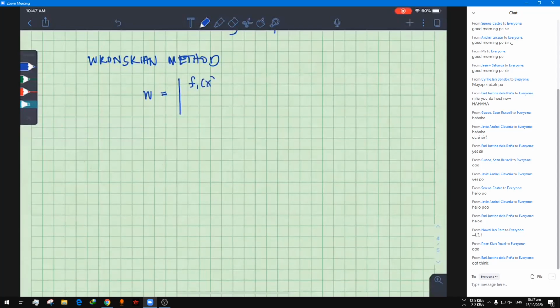So let's say the first function f1 of x, tapos yung pangalawa would be f2 of x. Ngayon gagawa tayo ng matrix. Gagawa tayo ng square matrix na kung dalawa yung functions natin, 2 by 2 matrix siya. Kung tatlo yung functions natin, 3 by 3 matrix siya nun. Tapos, since ang given lang natin are the two functions, para makuha natin yung second row, i-derive lang natin. So f1 prime of x, tapos yung isa, f2 prime of x. So that is for a 2 by 2.